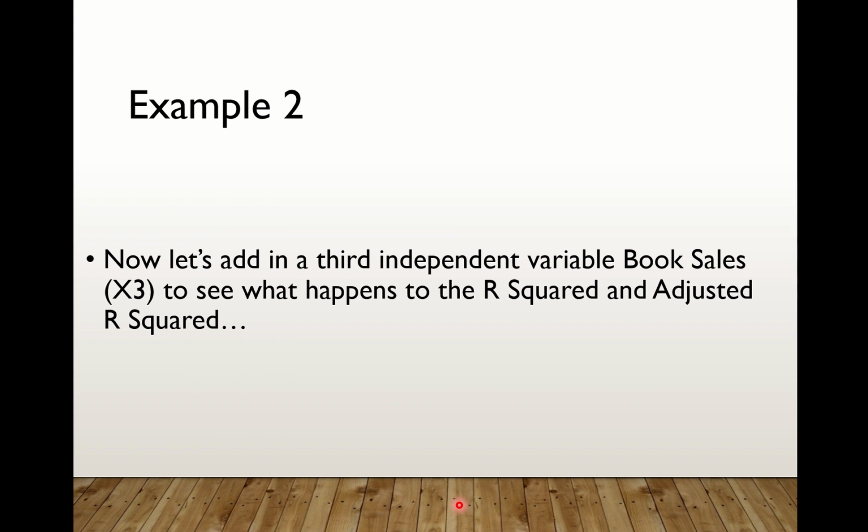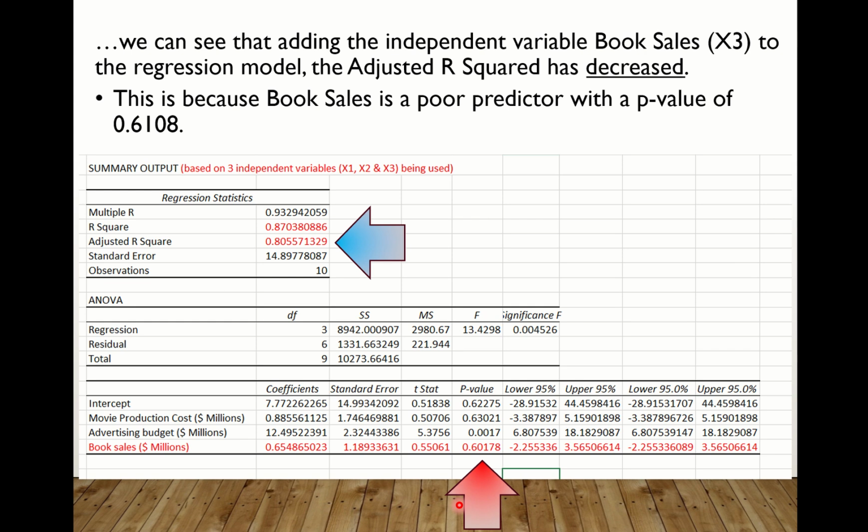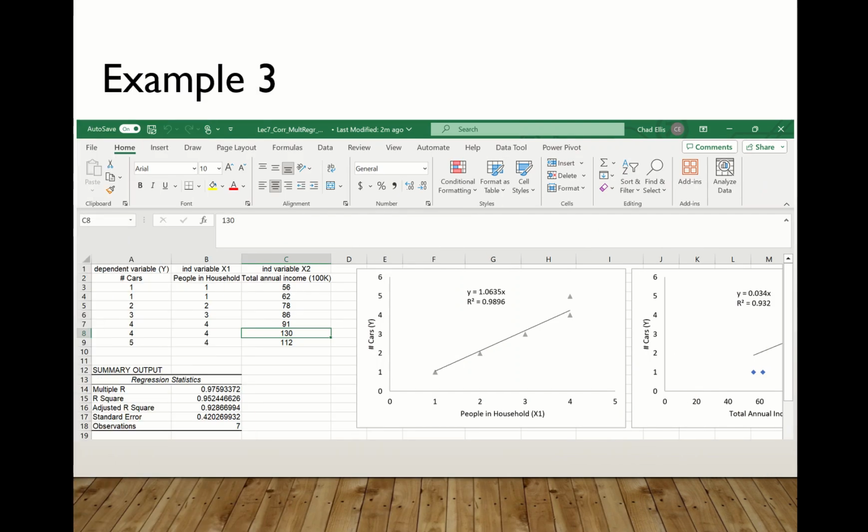Now let's add in the third independent variable to see what happens to our R squared and our adjusted R squared. Not much happened when we put in book sales, the third variable, but you can see that our adjusted R squared did go down. Again, you can think of the adjusted R squared as penalizing the model for just adding in variables which are not significant predictors. Down here, we can see that book sales has a very high p-value, so it's not a significant predictor of total movie sales.